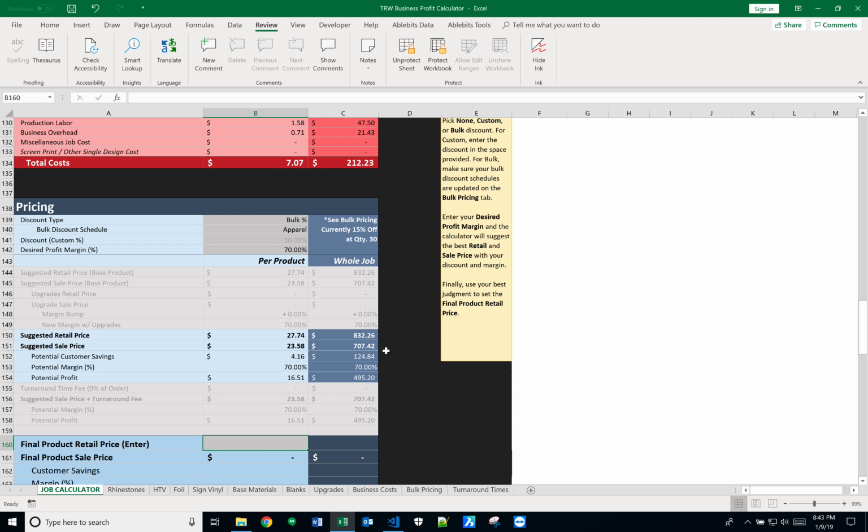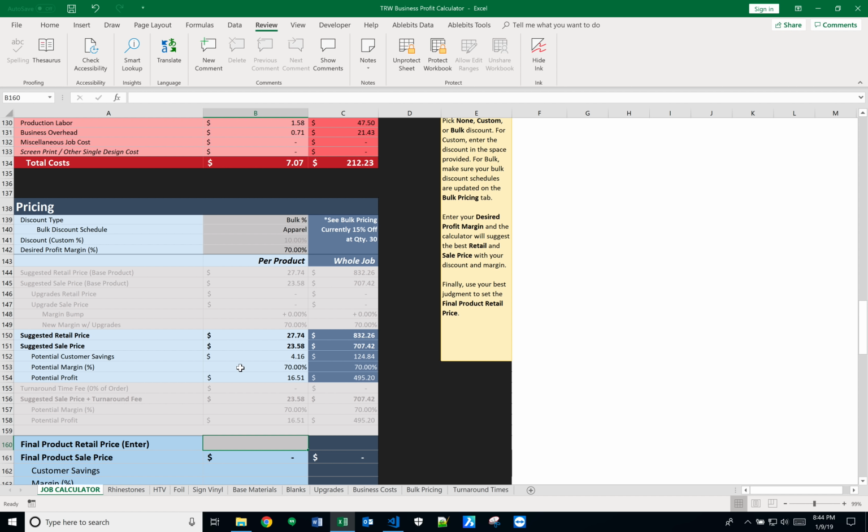It drops to $707.42. The customer's saving $124.84 by buying 30 shirts. Your margin ends up being 70%, right? It stays the same for the whole job. And you end up making $495.20. So this is telling you your profit, or your potential profit, okay?